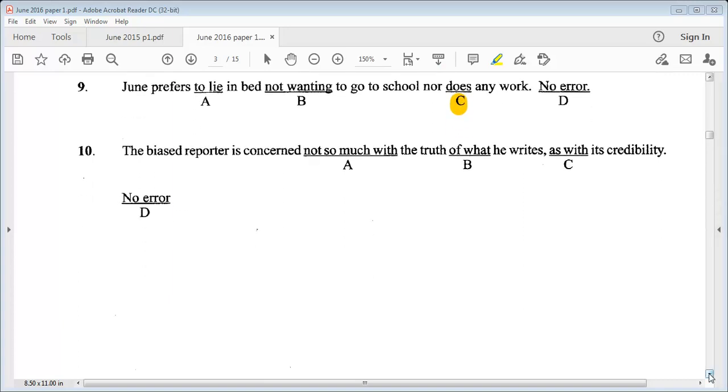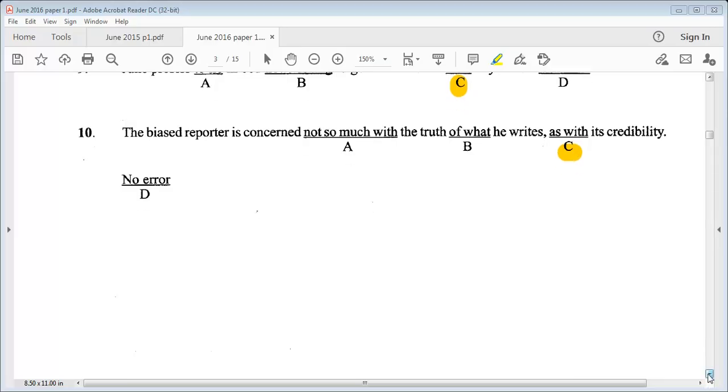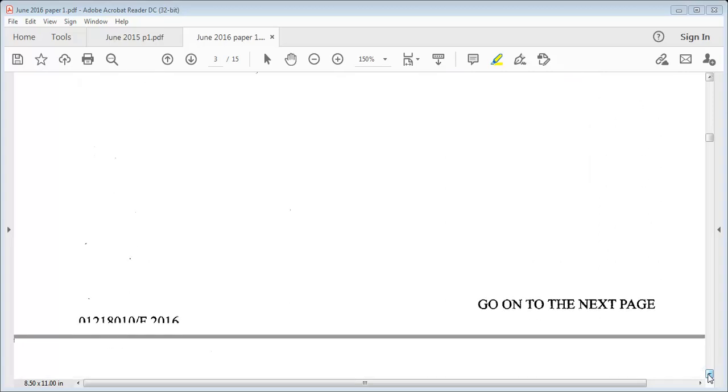10 says, the biased reporter is concerned not so much with the truth of what he writes as with its credibility. So we know that C would be where it is. We notice quite a bit of with is being used. So this one could have opted out and just said as its credibility. So that's it for that section.